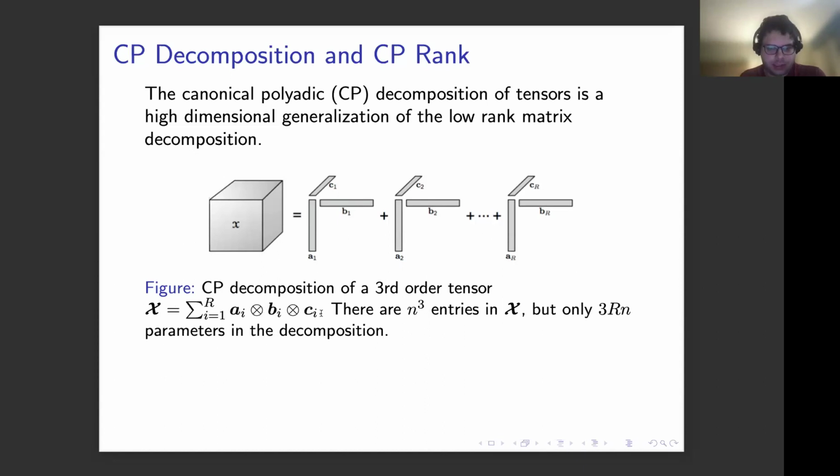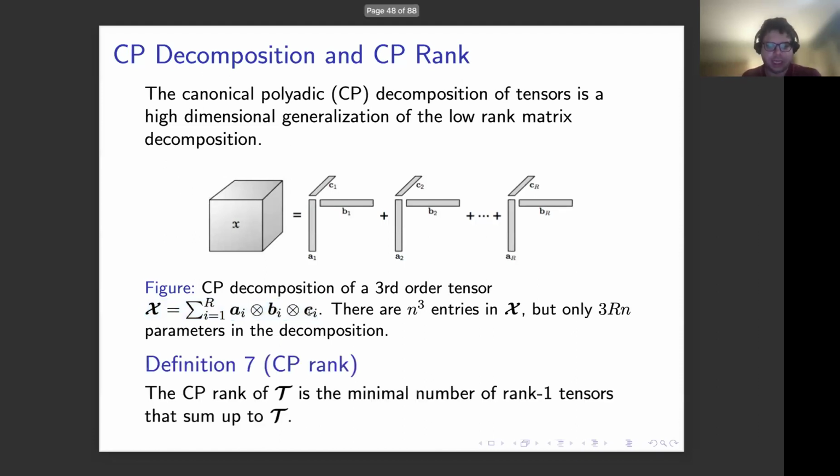So you try to have this equation. On the left, there are n cubed entries in X, but on the right, there are only 3 capital R times n parameters describing the decomposition factors, the CP factors. The CP rank is the minimum number of rank 1 tensors needed to exactly get T. This is the exact CP rank.